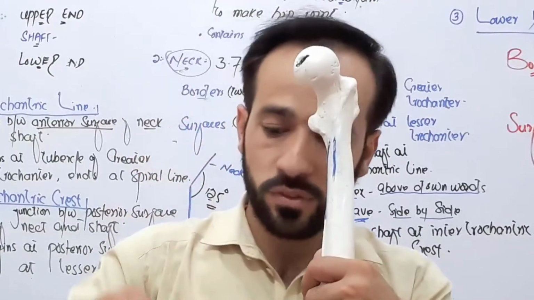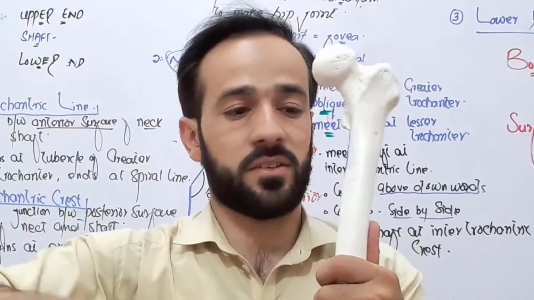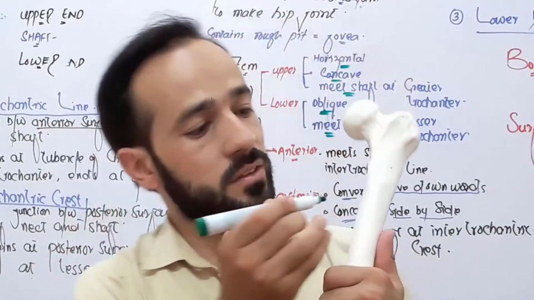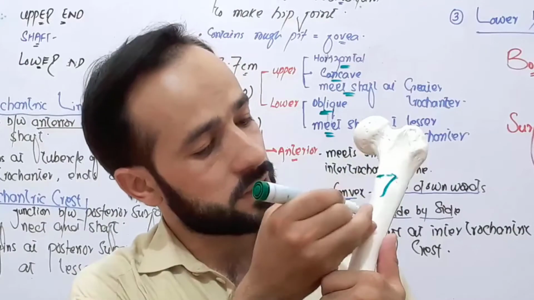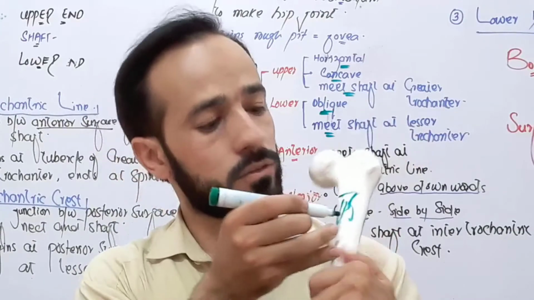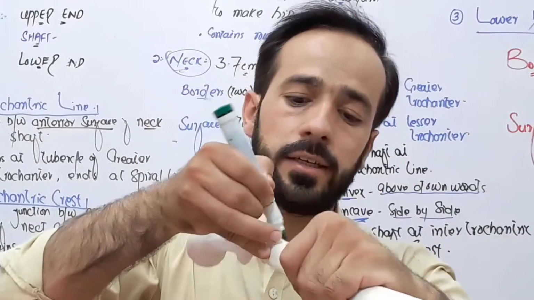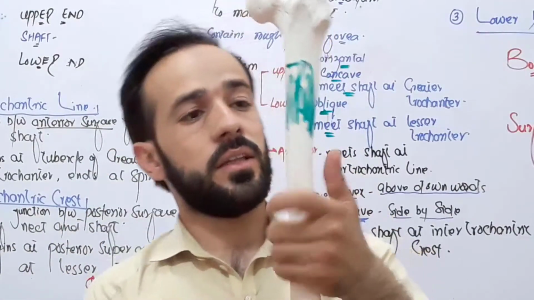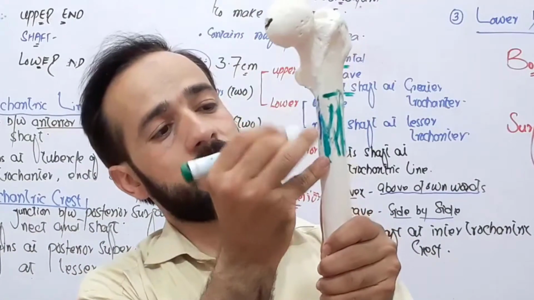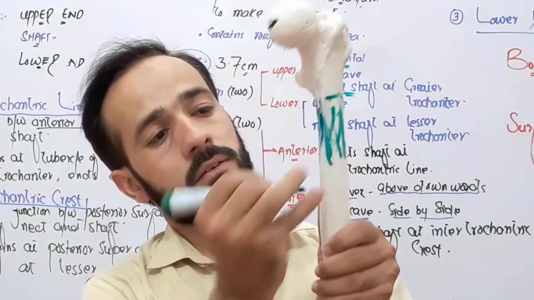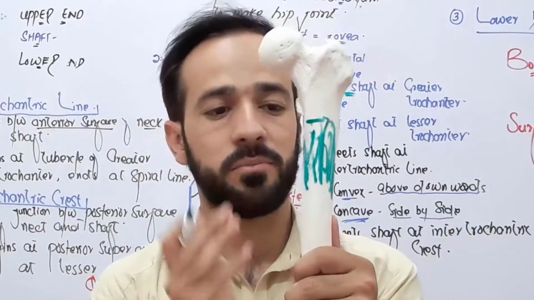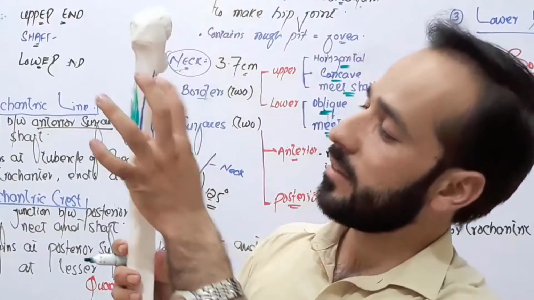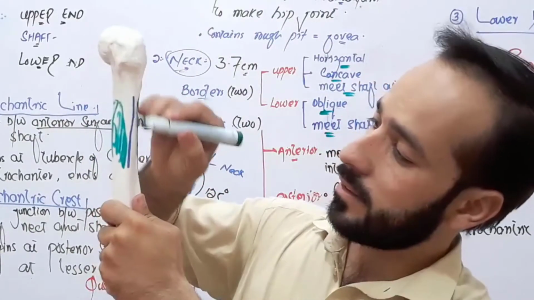And it has four surfaces. What are those surfaces? Let us color this with this green color. There is the anterior surface, right? So this is all over your anterior surface, right friends? Then there is a medial surface, right? Towards the medial side, there is the medial surface. Then here is the lateral surface, right?